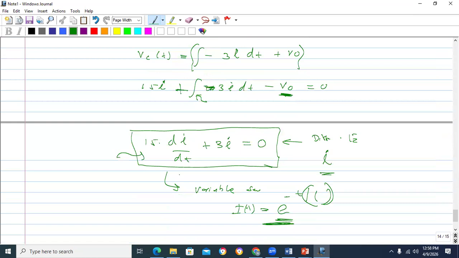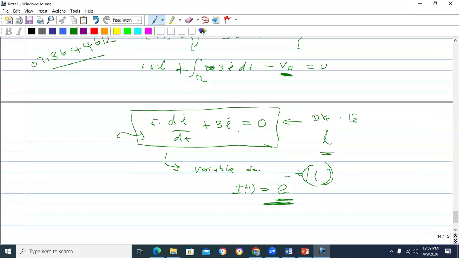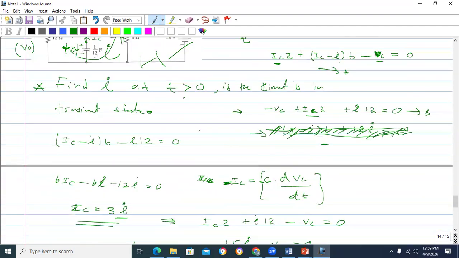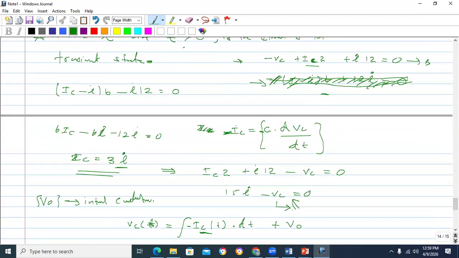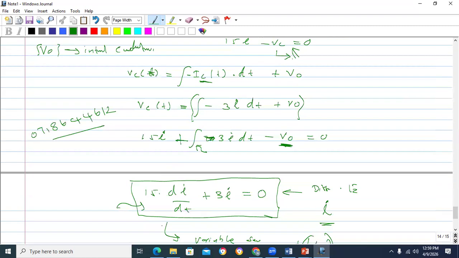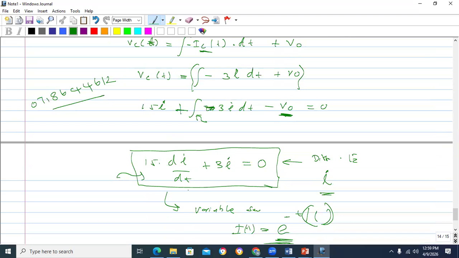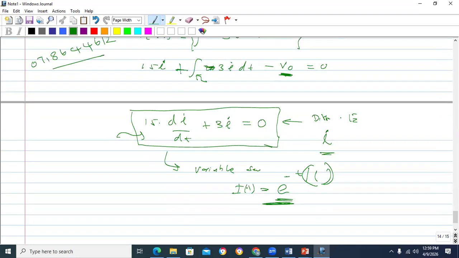If you have any problem, please send me a WhatsApp message. This is my WhatsApp number. I think this is okay, we haven't made any mistake. Anyway, if you write these three equations and try to get this up to some level, you can get considerable marks. So don't worry. This way you have to get the differential equation.